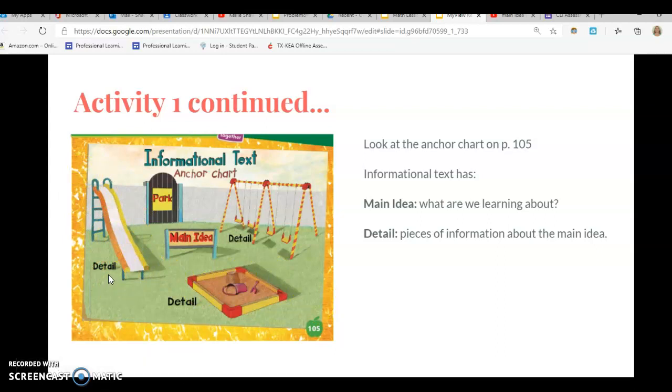So at the end of this week, we should be able to draw and write about the main idea and details from our story this week, informational text.